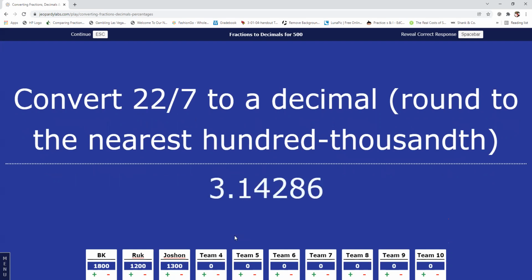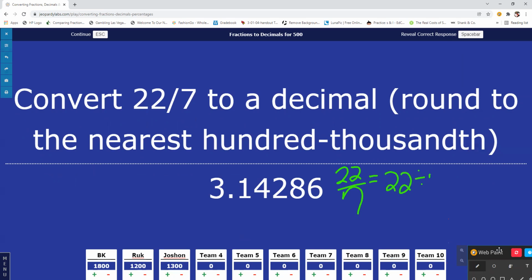All right, so the correct answer is 3.14286. All right, so for this one, you had to make sure you understood your decimal places in order to be able to round. So anytime we go from a fraction to a decimal, we just divide the top number by the bottom number. So if we do 22 divided by 7, this is actually the fraction for pi. So 22 divided by 7, it's going to give us 3.14285. And it's like a whole bunch of other numbers, but we're just gonna stop right there.